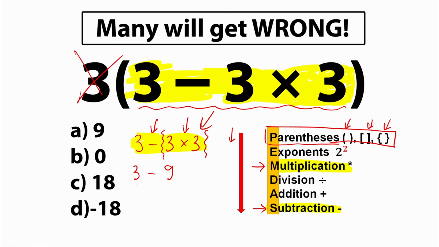So here's our expression in parentheses. We complete this multiplication part, and in the end, we need to complete this subtraction part because we have 3 minus 9. We need to do it. So 3 minus 9 is equal to minus 6. So here's our minus 6.